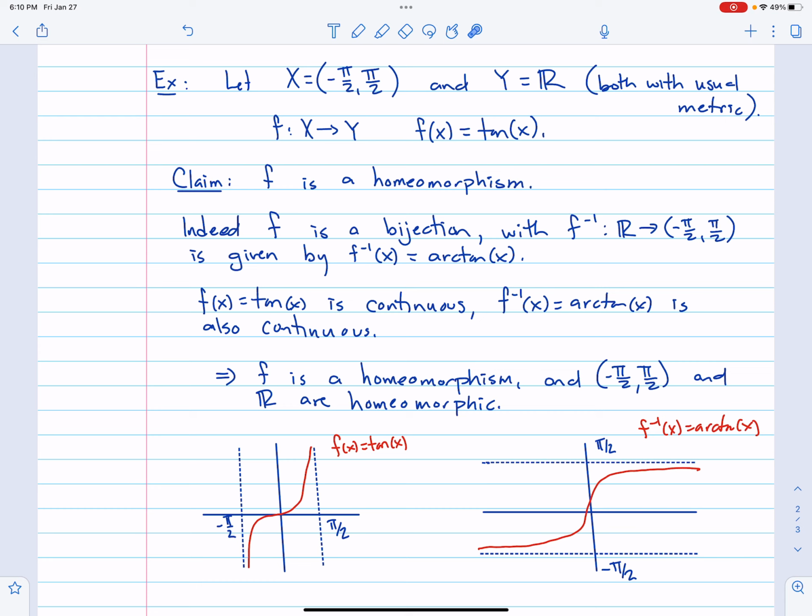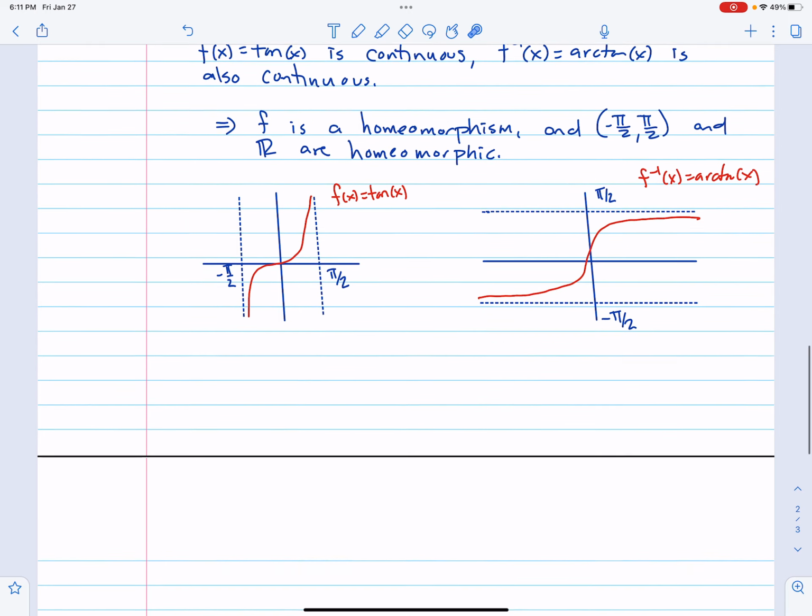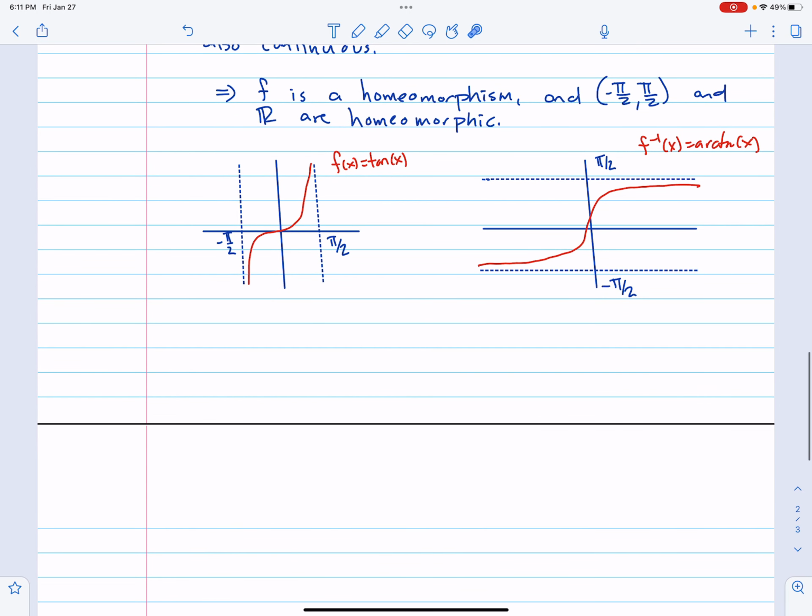We think of these two spaces as being the same, even though they're very different in terms of their metrics, right? In this space here, I can find pairs of points that are as far apart as I want, whereas in this space, I can only find points that are at most distance pi apart. So these spaces are very different as metric spaces.